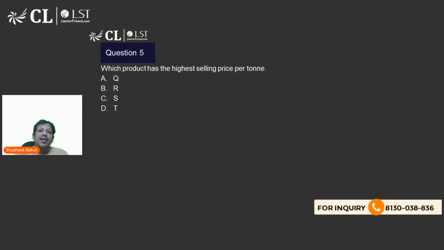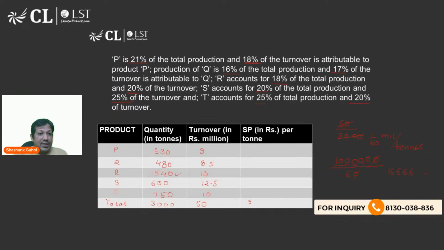Which product has the highest selling price? Now I need to calculate it. But am I going to calculate for P? Definitely not. And why not? Because it is not there in the options. So I have Q, R, S, and T. I am going to calculate and approximate the value.